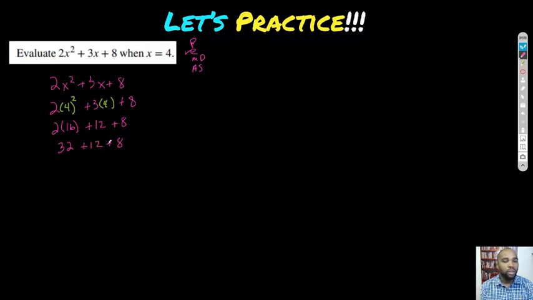Now these are all pluses, so it doesn't matter which order I do these in, because addition is commutative. I see that 12 and 8 is going to be 20, so that's the easiest thing in my head. But I'm going to keep the left and right just to remain consistent. 32 plus 12 is 44. So this piece is giving me 44. And plus 8 more will give me a 52. And that's it.